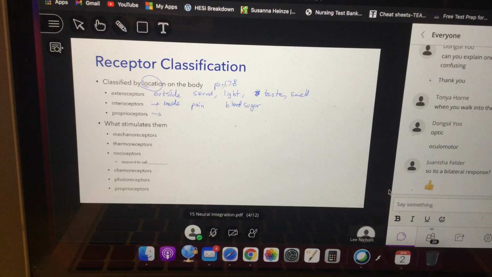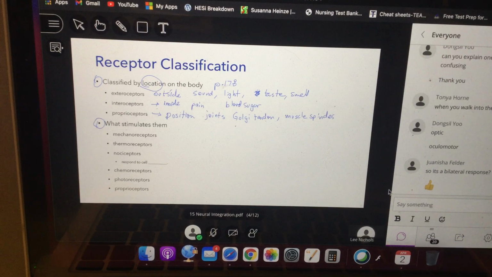Proprioceptors are body position, changes in the position of the body. So these are like joint receptors, they're in the joints. Examples would be those Golgi tendon receptors, as well as those stretch receptors in the muscles called muscle spindles. Again, we talked about those just a few minutes ago, but those are position receptors. So that's classified by location.